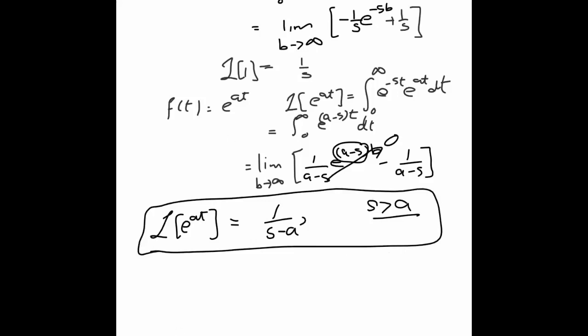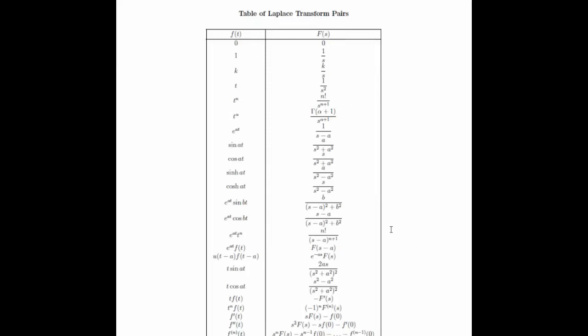Anyway, let me try to show you the table now. So here's a table. This is a table of Laplace transforms. You can see the Laplace transform of 0 is 0. The Laplace transform of 1 is 1 over s. We just calculated that. The Laplace transform of any constant k is k over s. The Laplace transform of t is 1 over s squared. The Laplace transform of t to the n is n factorial over s to the n plus 1, and so on and so forth. There's the e to the at we calculated, so 1 over s minus a, and it goes on all the way down here.